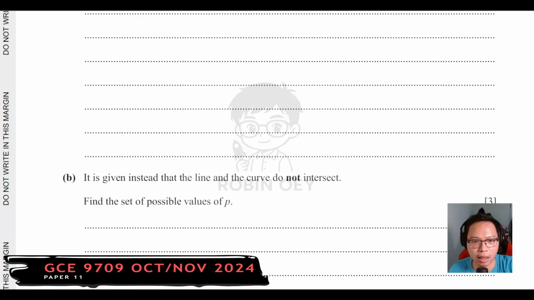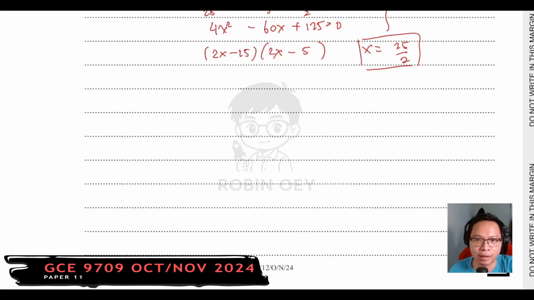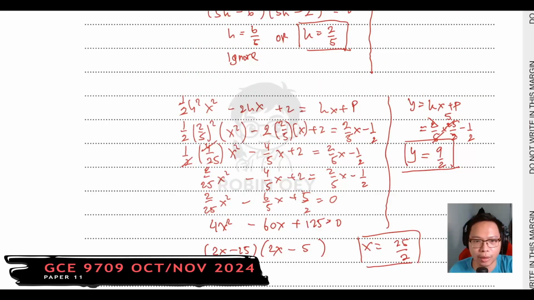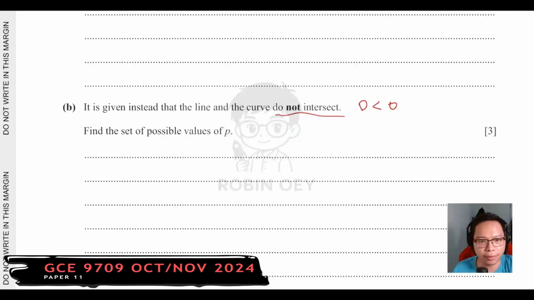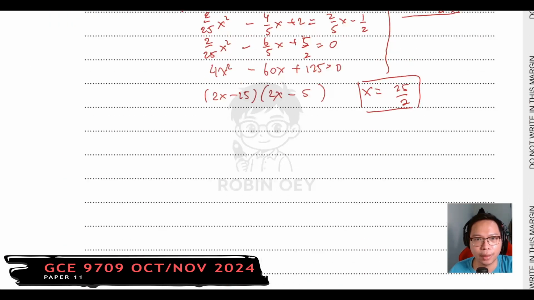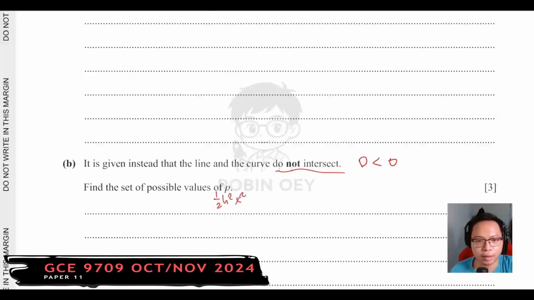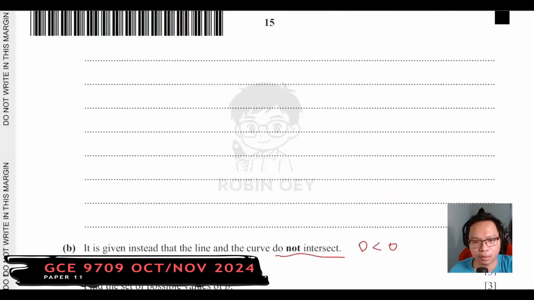It's given instead that the line and the curve do not intersect. Okay, so when we're talking about do not intersect, we remember that the discriminant must be less than 0. But first we have to find the equation of the intersection. We already have that, so let me rewrite that. Half k square x square negative 2kx plus 2 equals kx plus p.